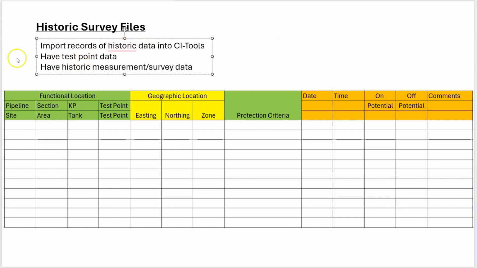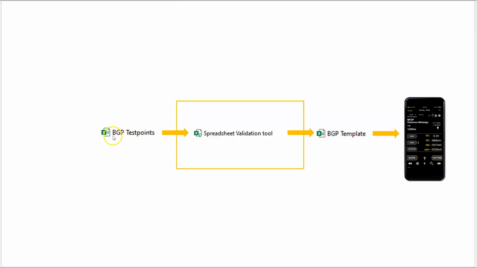The other type of survey file you may want to build is a historic survey file. These are used for importing historical records into CI Tools. They have both test point data and measurement, or survey data. Survey data usually contains a date, time, on and instant off potentials and comments. I will demonstrate building one of each of these types of tables for the bogus gas pipeline.